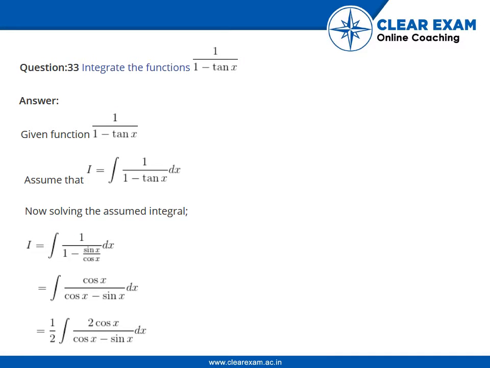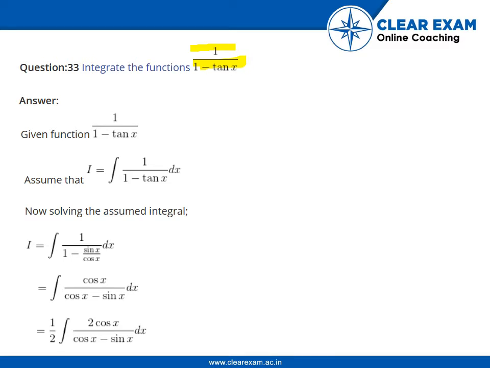Hello guys, welcome back for a question from the chapter on integral functions, and let us see what we have as our integrand. So we have 1 upon 1 minus tan x as the integrand, and we need to integrate this function with respect to x.